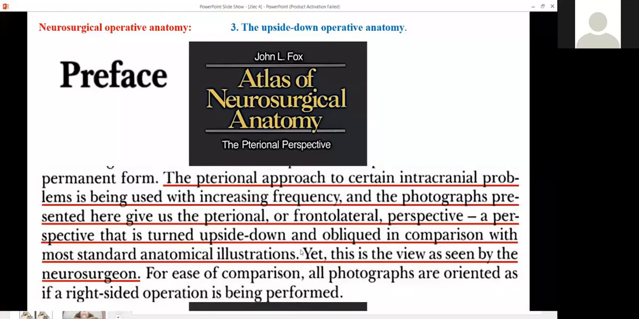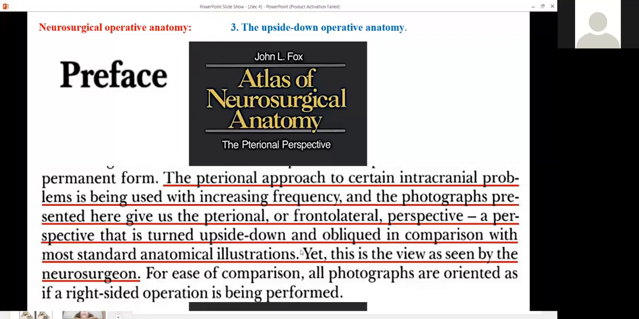And in the preface of the book, he states that the terminal approach to certain intracranial problems is being used with increasing frequency, and the photographs presented here, which means in the book, give us the terminal or frontoparietal perspective, a perspective that's turned upside down and obliqued in comparison with other standard anatomical illustrations. Yes, this is the view as seen by the neurosurgeon.